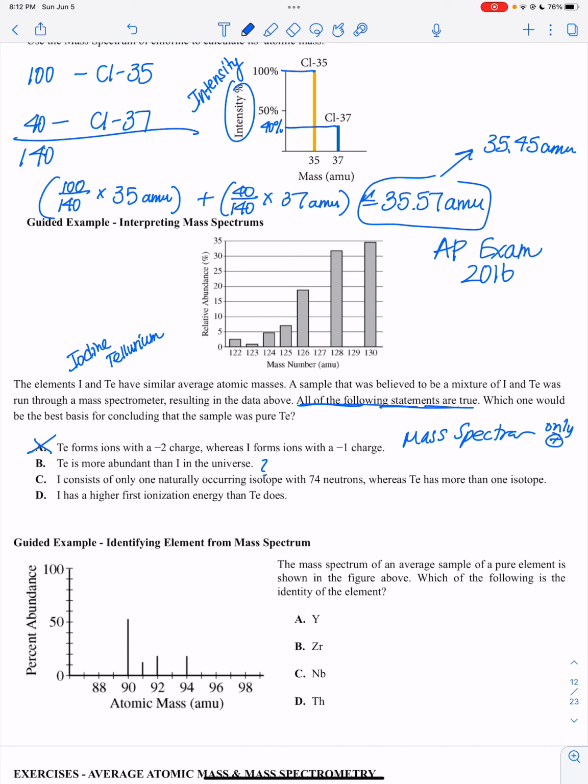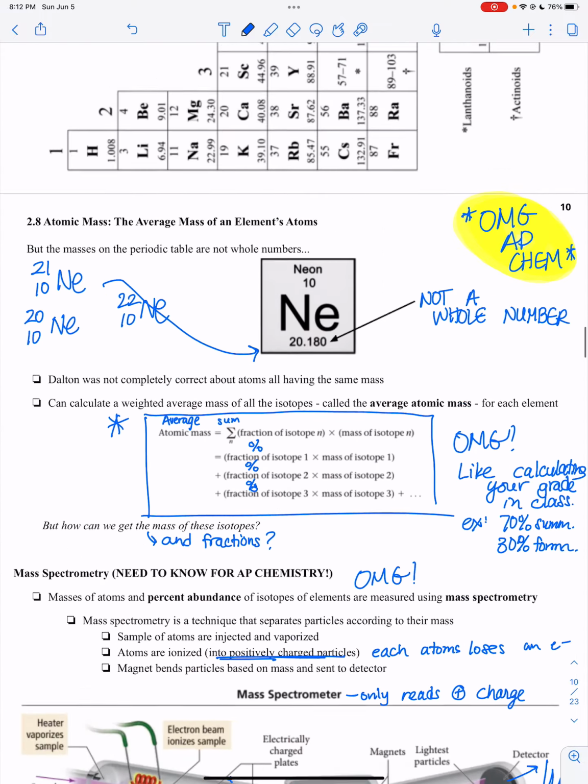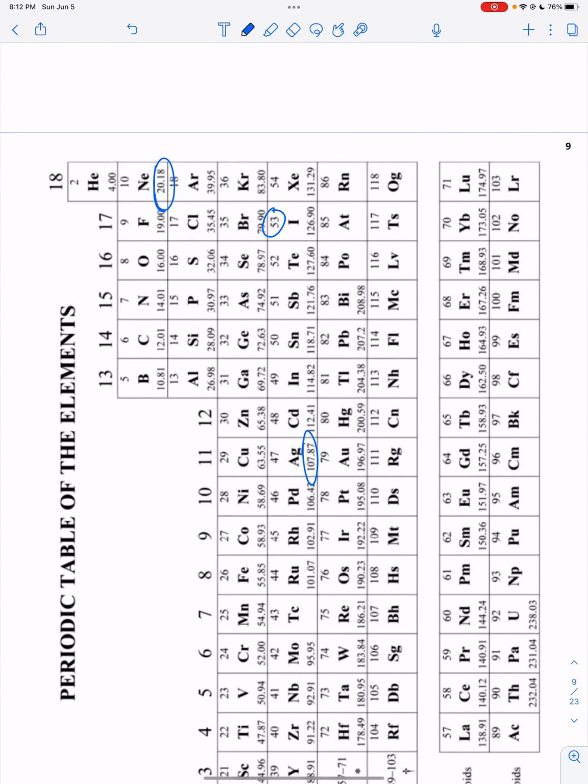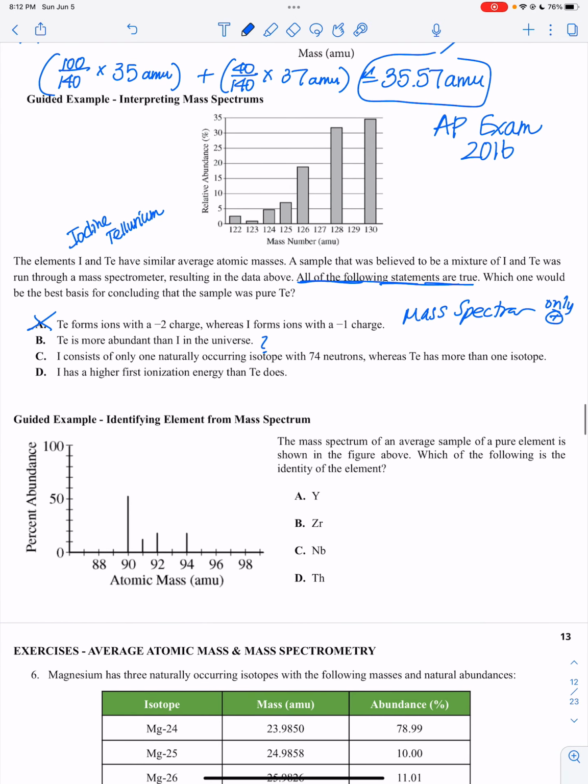C, I consists of only one naturally occurring isotope with 74 neutrons. And if that were true, if I look for I on the periodic table, I has an atomic number of 53. 53 plus 74 is going to be the mass number. That's 127. There is nothing at 127. It says I consists of only one naturally occurring isotope with 74 neutrons, whereas Te has more than one isotope. That's a fact, because it says all the statements are true. It's not in this sample. There is no 127. This must be Te. C is the correct answer.